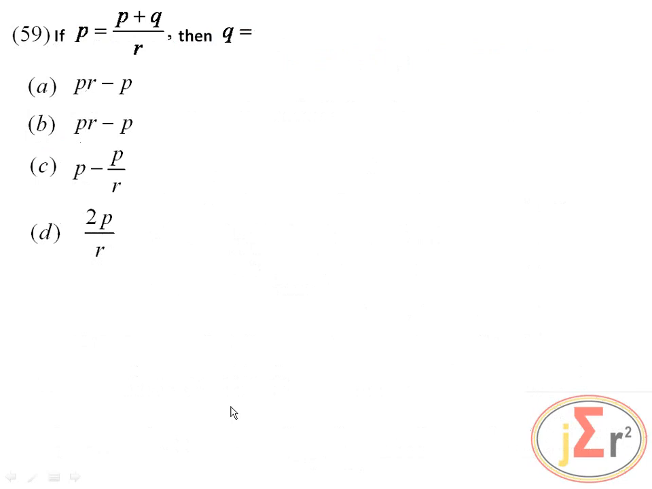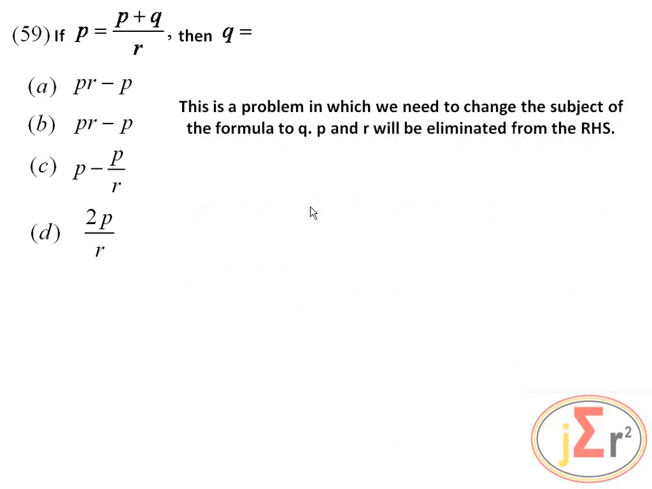We have an algebraic expression in the form of an equation. And we need to make Q the subject of the formula. This is a problem in which we need to change the subject of the formula to Q. P and R will be eliminated from the right-hand side. On the right-hand side, we have P, we have R, accompanying Q. We need to eliminate these from the right-hand side.